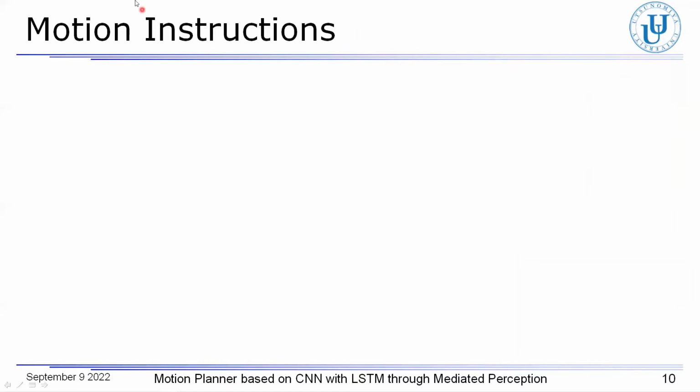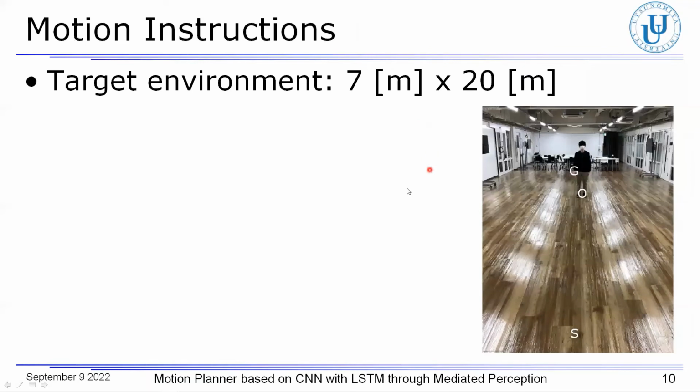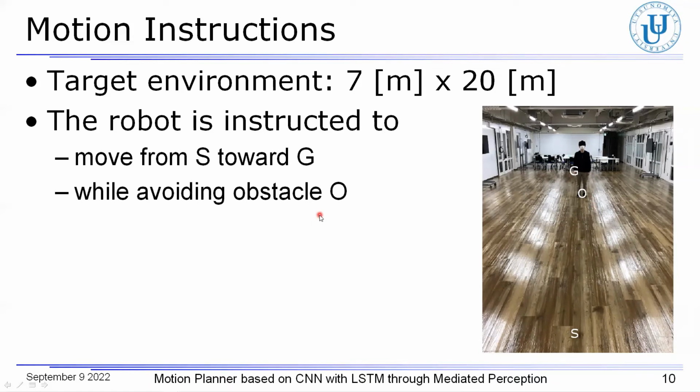For motion instructions, we provided this kind of environment. In this environment, the robot is instructed by a supervisor with a joystick controller to move from S toward G while avoiding obstacle O. Both the standing and walking persons are detected as the dynamic obstacles.